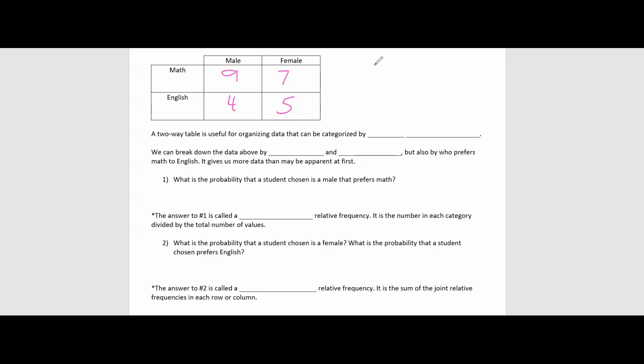Let's look at number 2. It says, what is the probability that a student chosen is female? What is the probability that a student chosen prefers English? So there are actually 2 probabilities you need to find here. The first one, the probability that they're female. The second one, the probability that they prefer English. These are 2 separate ones. We're not looking at dependent events here. The second event is completely independent of the first.